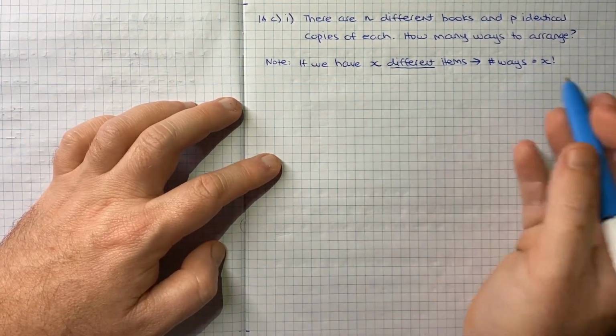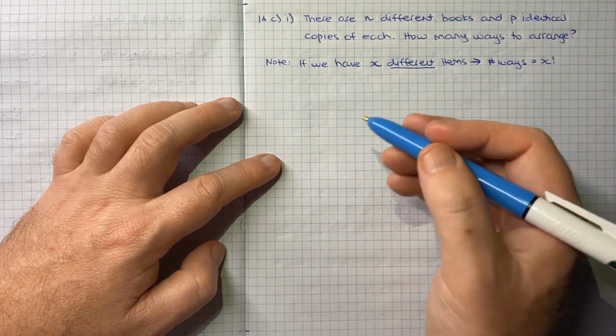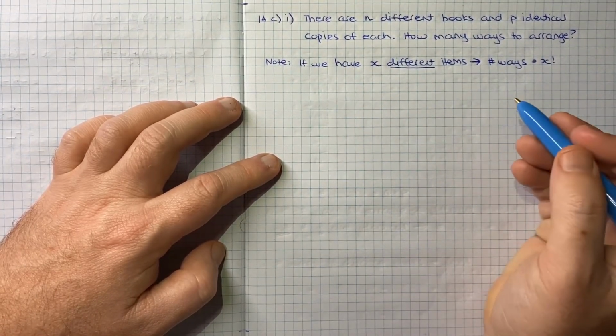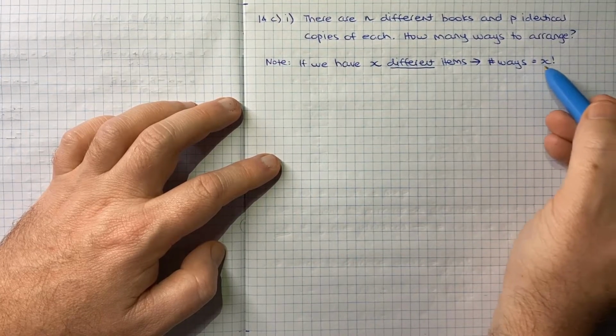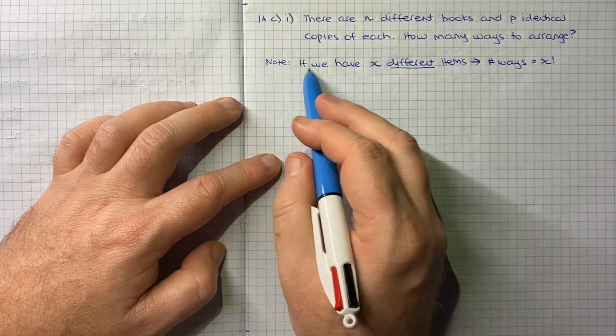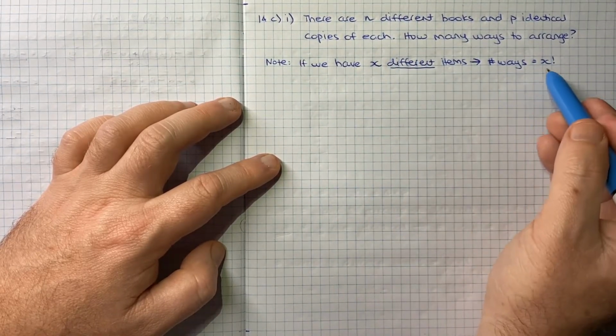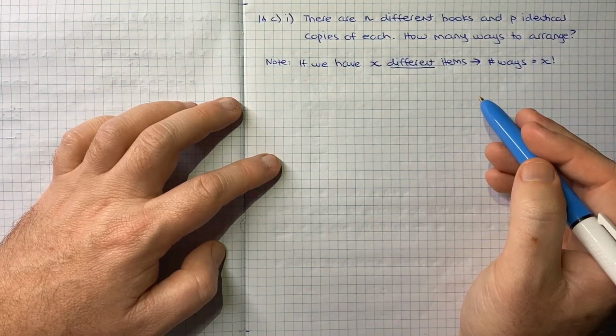And so when you multiply all of those options together, you get x times x minus 1 times x minus 2 and so on, all the way down to 1. And that is what x factorial is defined as. So that's our most basic starting point. That's our general rule. We've got x different items. We can arrange them in x factorial ways.